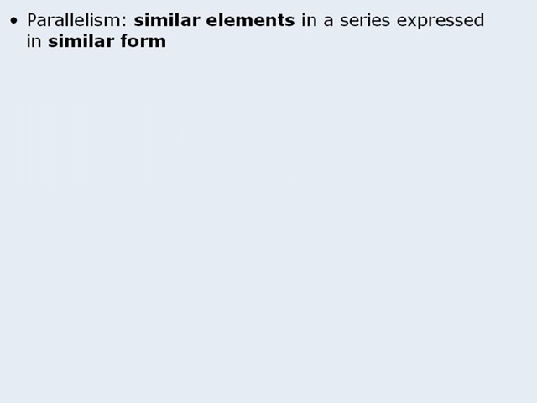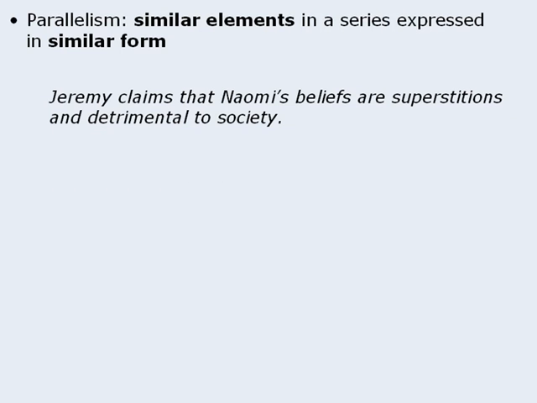Okay, now let's look at another example of faulty parallelism. Jeremy claims that Naomi's beliefs are superstitions and detrimental to society. In this sentence, we have a series of two similar elements involving Jeremy's claims about Naomi's beliefs. The first element, superstitions, is a noun form, but the other element, detrimental, is an adjective form.